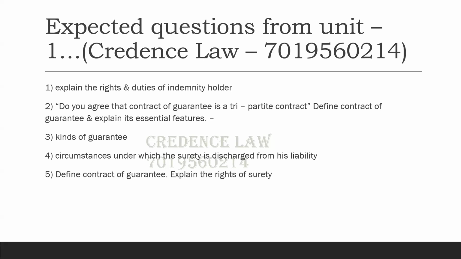The question is kind of a statement. Do you agree that contract of guarantee is a tripartite contract? Here, yes, it is tripartite, where we are going to talk about essentials of the contract of guarantee, which is given under section 126. It's a contract between three parties: surety, principal debtor, and creditor. And kinds of guarantee is important for the short note. Continuing guarantee is also equally important for the short note. And rights of surety and discharge of liability of the surety. This is from the first unit.